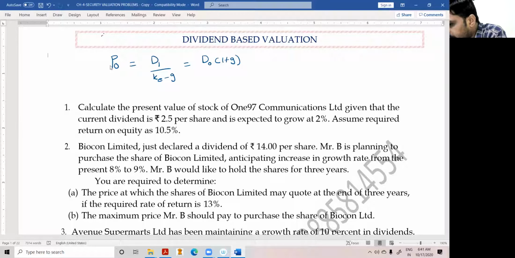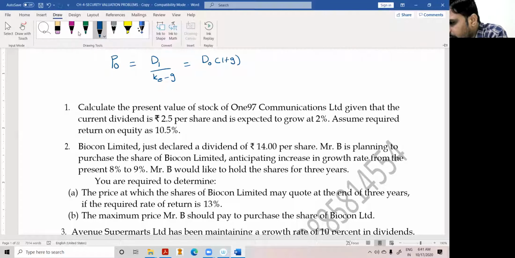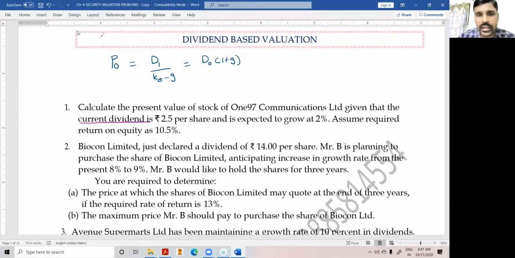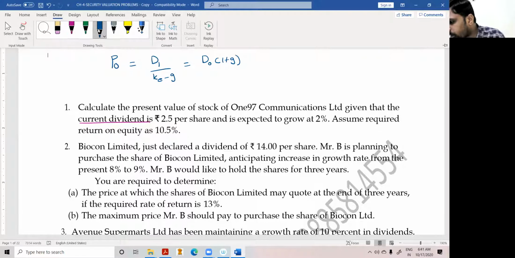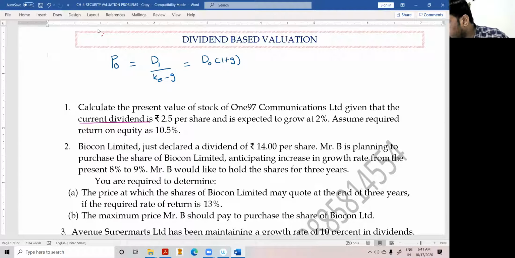Look at this point. It is a current dividend. Now what they have given is a current dividend. That means D0. Current dividend means D0 happened, completed year. D1 is the expected dividend, a future value. You might understand, we are valuing for the future, not the present or completed. That's why it is D0. So P0 is D0 into 1 plus G divided by KE minus G.